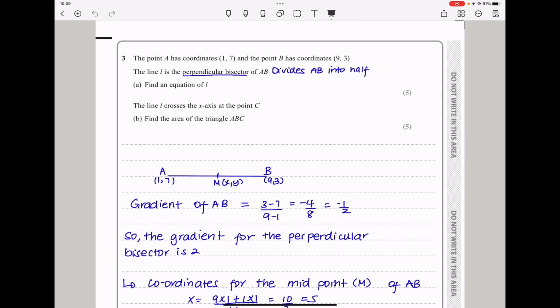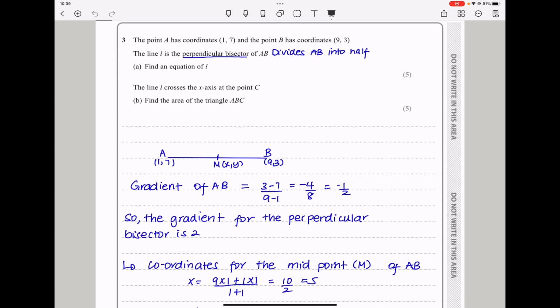Question 3. The point A has coordinates (1, 7) and the point B has coordinates (9, 3). The line L is the perpendicular bisector of AB. When they say this is a perpendicular bisector, it means it divides that line into half. They want us to find an equation for line L.